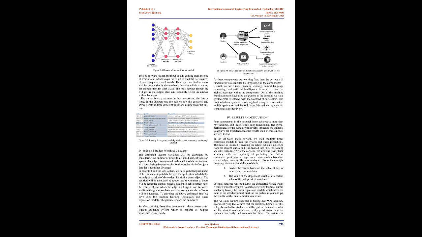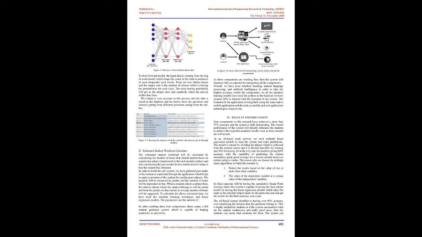In the AI-based Mark Advisor, we used multiple linear regression models to train the system and make predictions. The model is trained by dividing the dataset, which is collected from the student survey, into 80% for training and 20% for testing. So at the very end, the model is giving 89% accuracy, with the capability of predicting the student cumulative grade point average for a certain module based on certain subjects' marks. The reason why we chose multiple linear regression to build this module is, one, it predicts the results based on the value of two or more other variables.